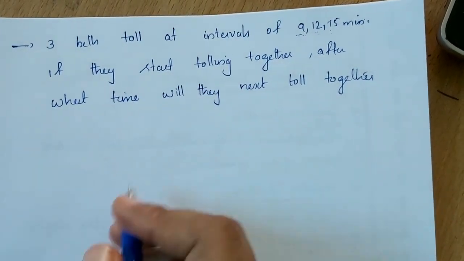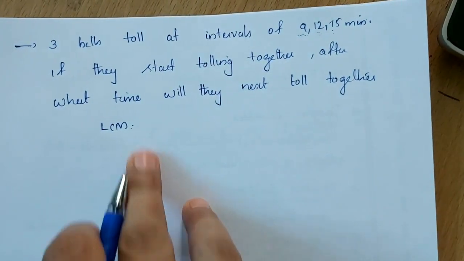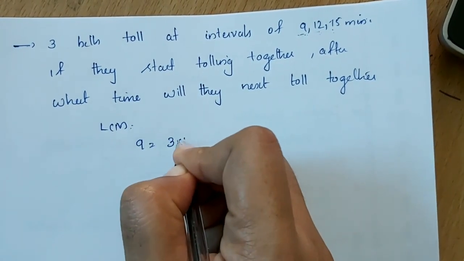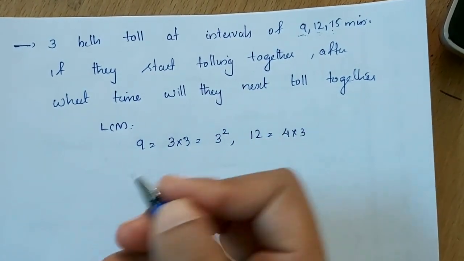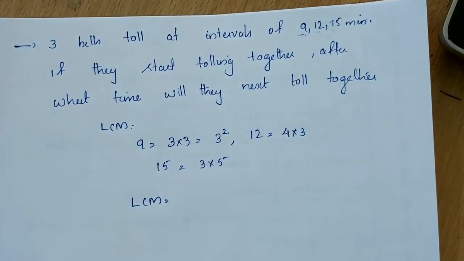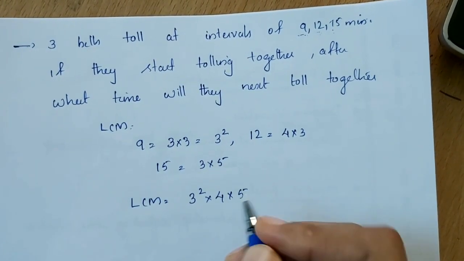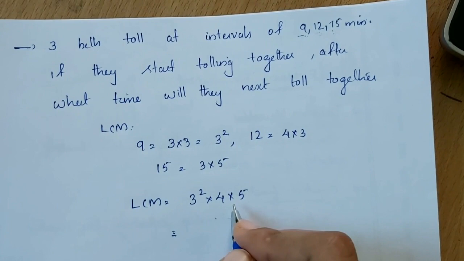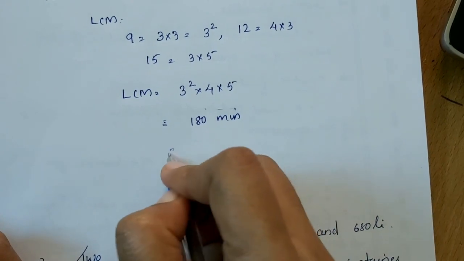So we have to take the LCM of these values. Such kind of questions we have to solve by finding the LCM. 9 is equal to 3 into 3, which is 3 square. 12 is equal to 4 into 3, and 15 is equal to 3 into 5. Then the LCM is 3 square into 4 into 5, the largest power of all factors. So 9 into 4 into 5 is equal to 180 minutes, which is equal to 3 hours.